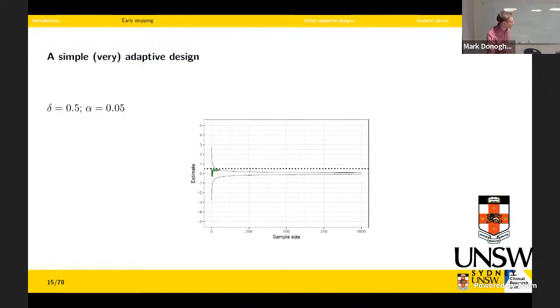So our first hypothetical result is this green line here. And you can see the green line kind of wobbles around a bit. And then after, I don't know, about 50 or so observations, it crosses that boundary and we stop the study and we declare that we've got a significant result.